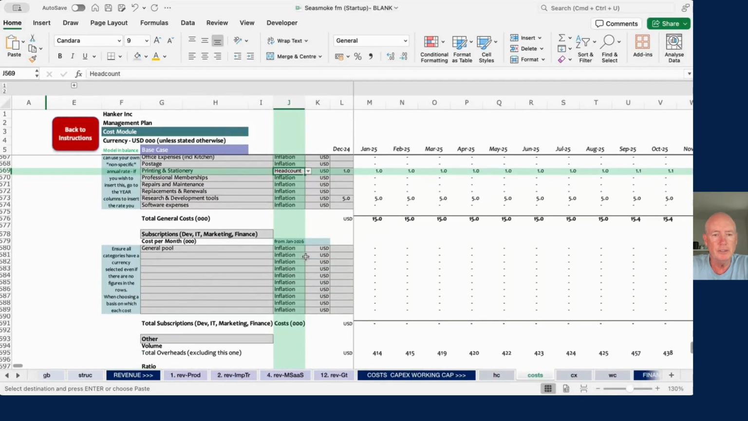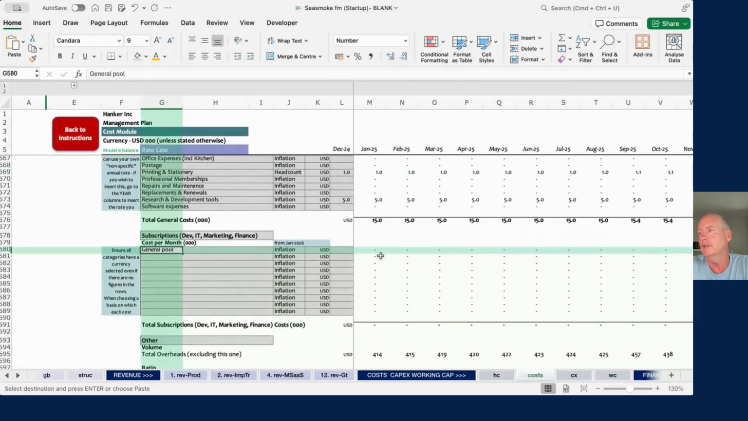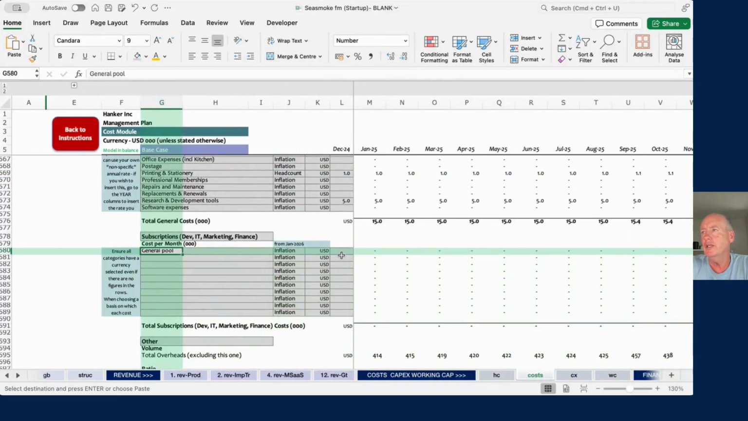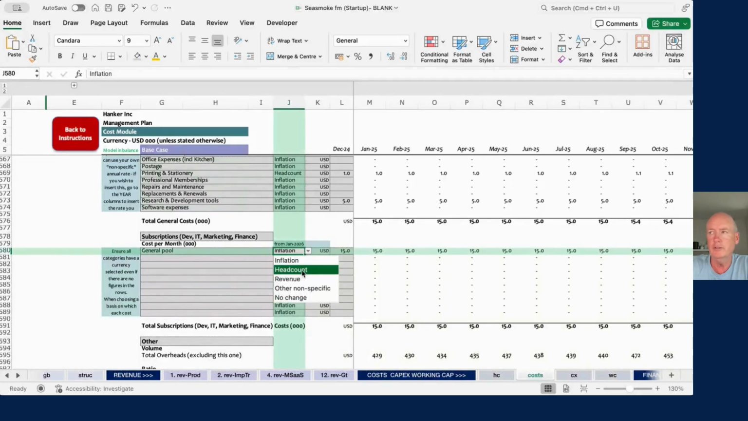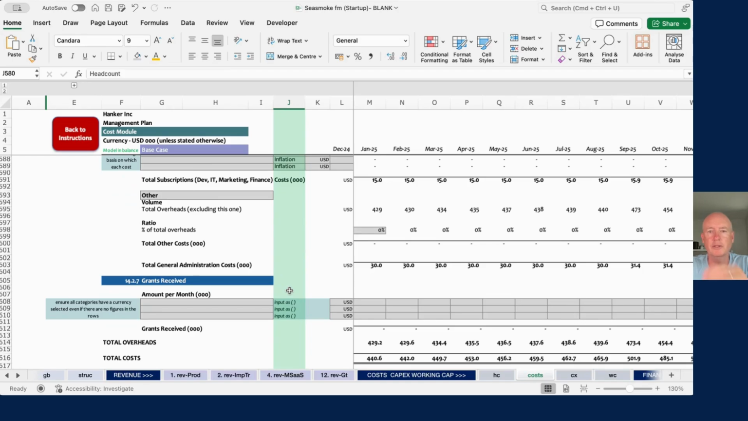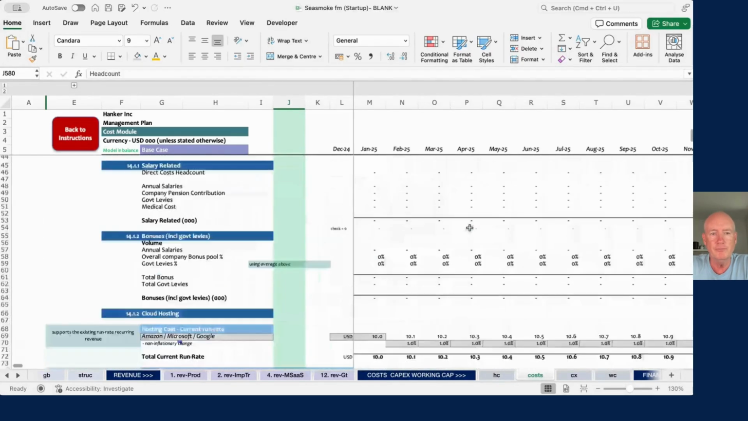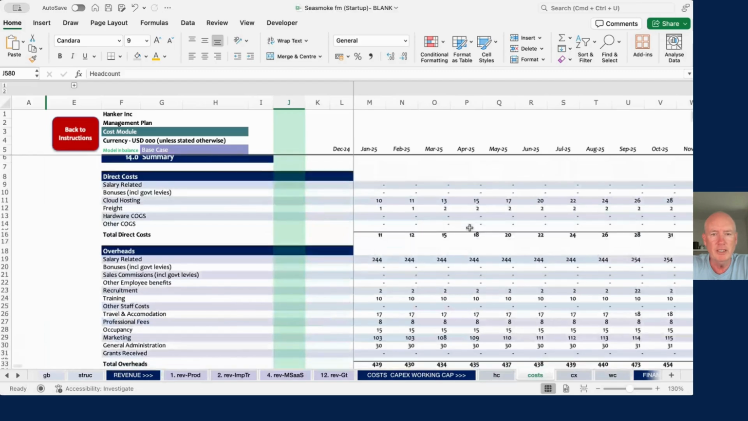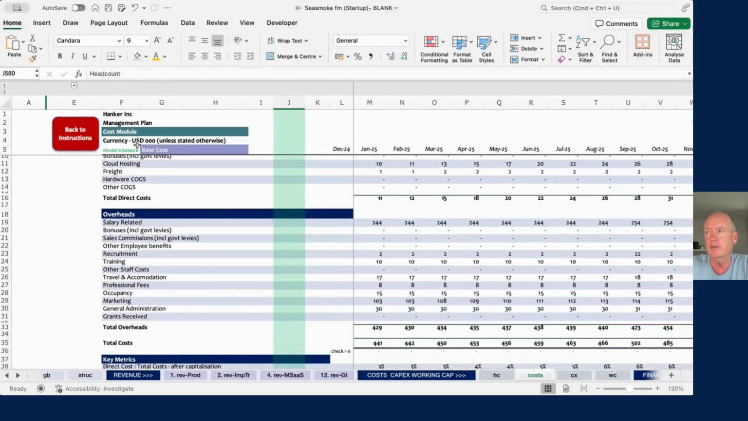Go down to general and admin. There's lots here. Let me just put in something I did earlier. Let's stick this in. Bank fees. But then what we're going to do is look at these. So bank fees is going to increase by inflation. But I think cleaning is probably people related, so we're going to increase it by that.